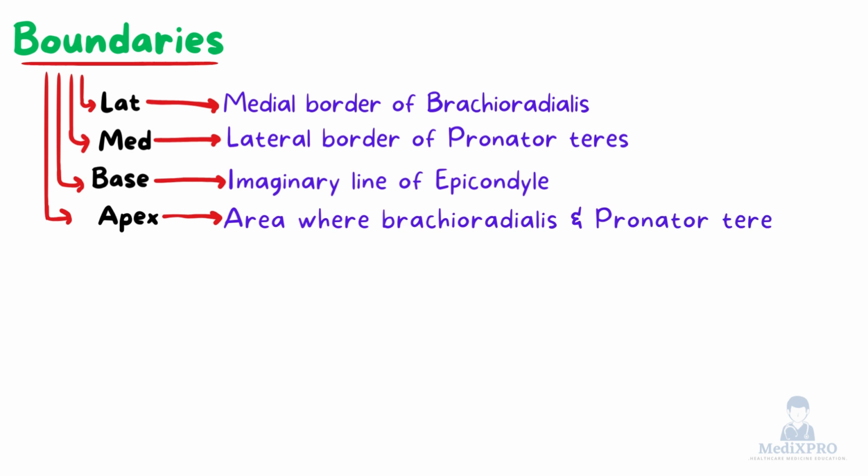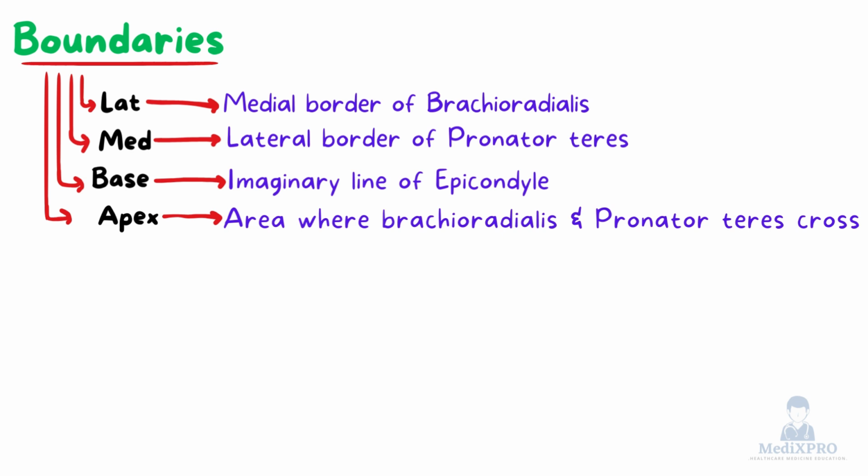To understand this, we need this diagram. We saw that the lateral border is made by the brachioradialis muscle, which is its lateral side, and the medial border is made by the pronator teres, which is its medial side. The apex is formed by the joining of the medial and the lateral epicondyle of the humerus. You know that the humerus has two epicondyles, one medial and another lateral. If we draw an imaginary line from there, that forms its base, and this is the base of the cubital fossa. Now let's look into what makes the roof and the floor of the cubital fossa.